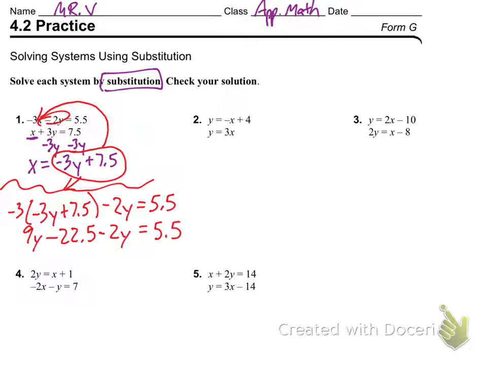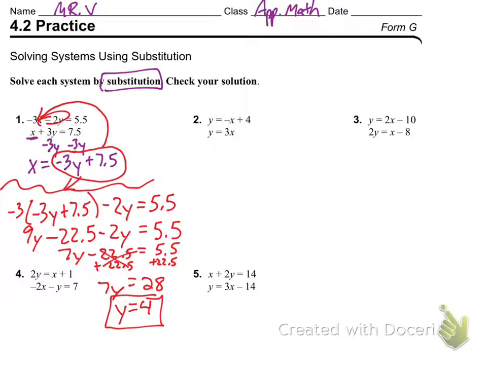So from there, all I need to do is combine like terms and do some algebra. So this would be 7y minus 22.5 is equal to 5.5. I'm going to add 22.5 to each side. So 7y is going to be equal to 28. So y is equal to 4.